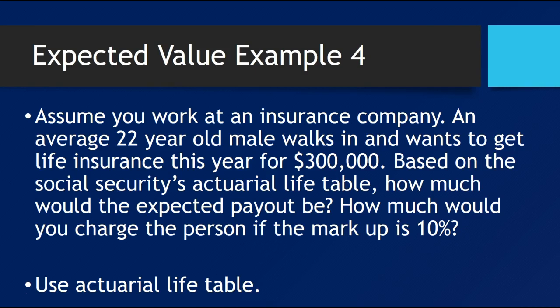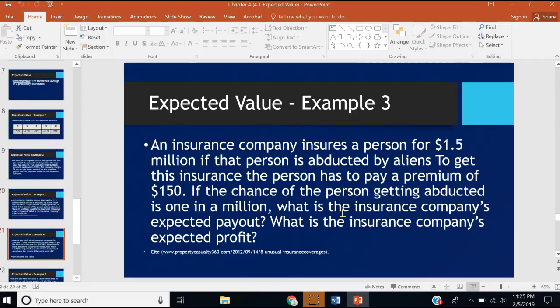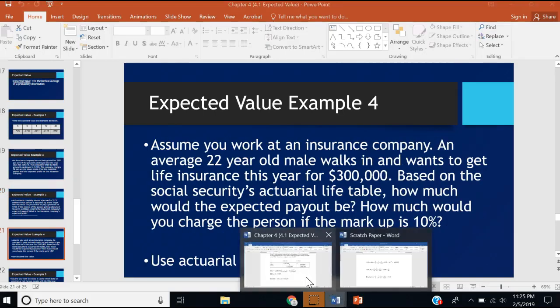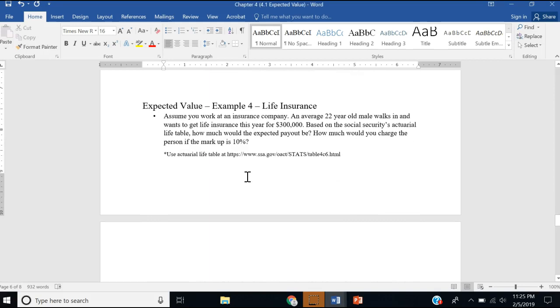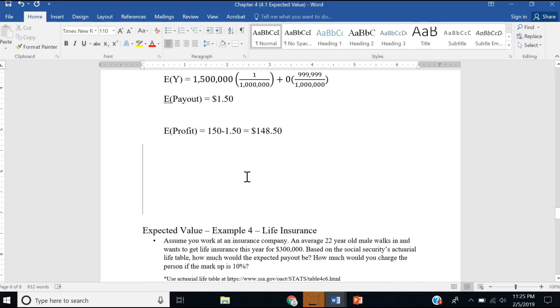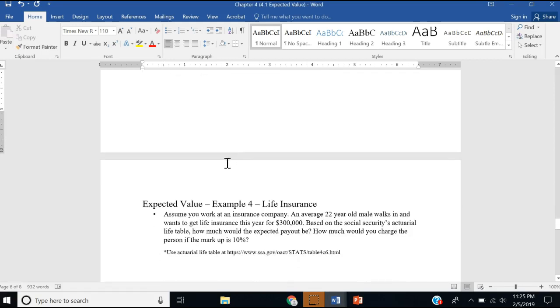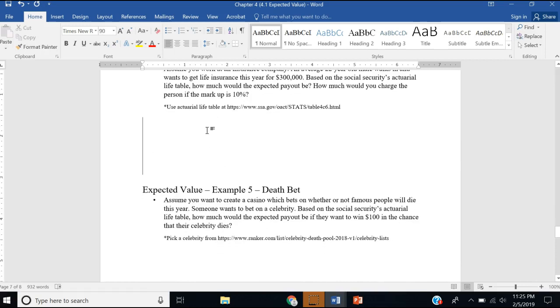So most of the table for an expected payout can be created by just taking the same steps we did last time. There we go. So here's what we're going to do.